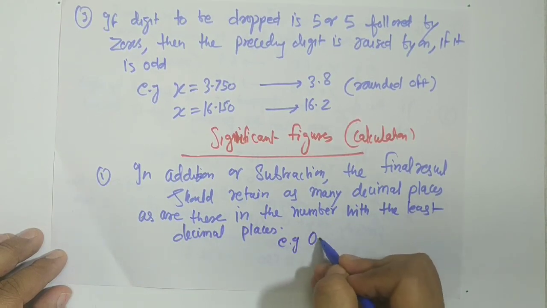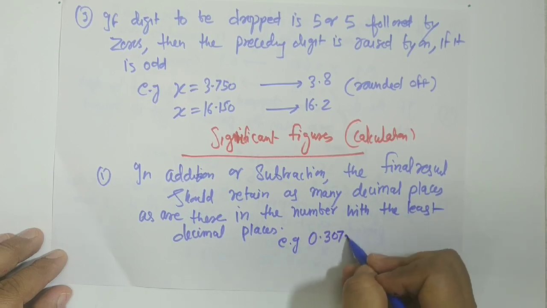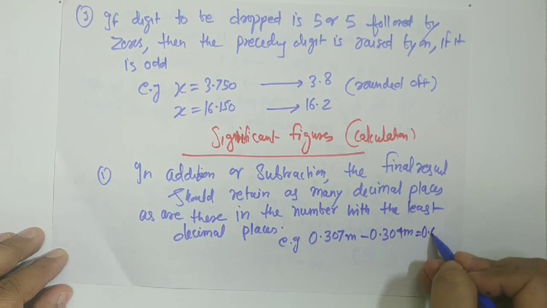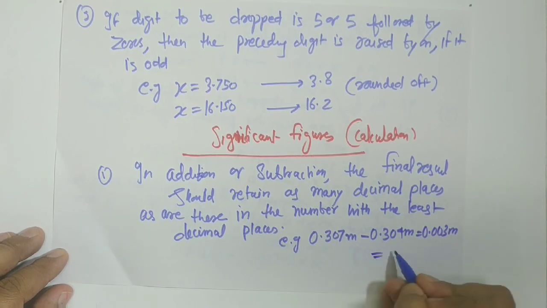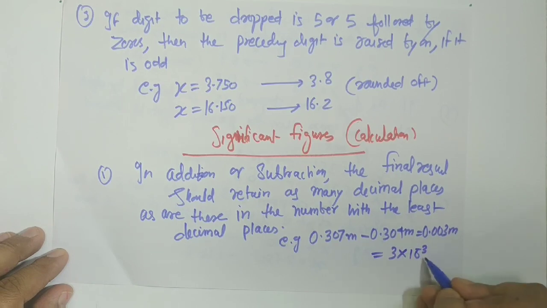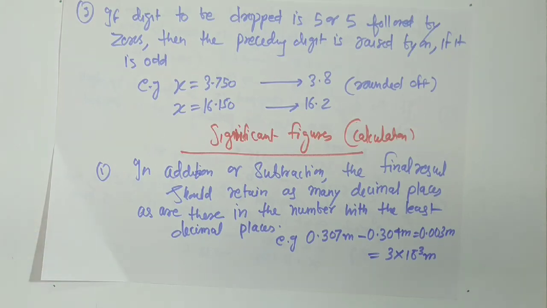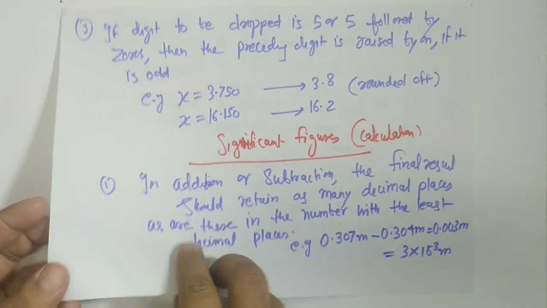An example I am giving is 0.307 meter minus 0.304 meter. I think all of you know it becomes 0.003 meter, or you can write 3 into 10 to the power minus 3 meter. So it remains the same. Are you getting it? Multiplication and division is different, but here we see that the significant digits remain the same. So it is an example for addition, or you can add also. For multiplication and division we have something different. So this is for addition and subtraction.